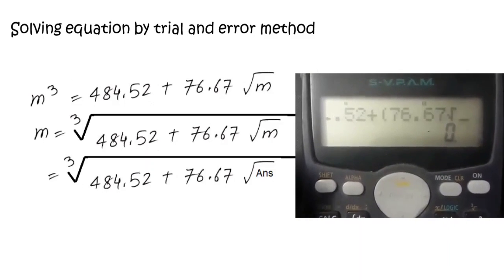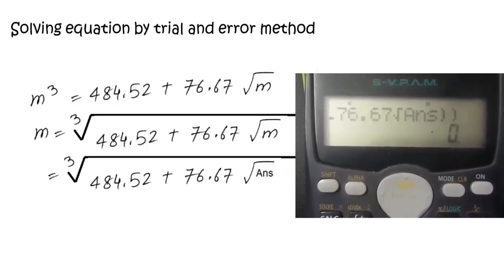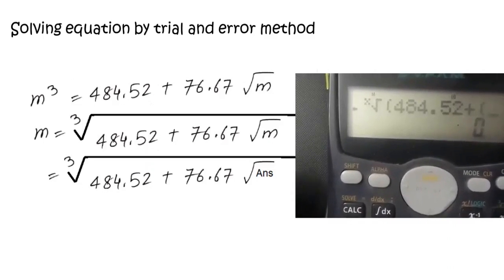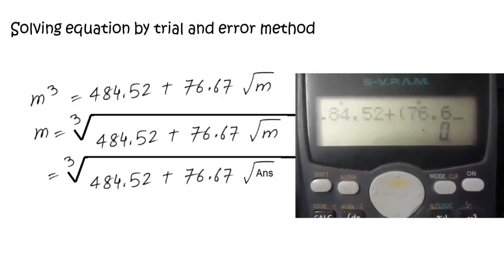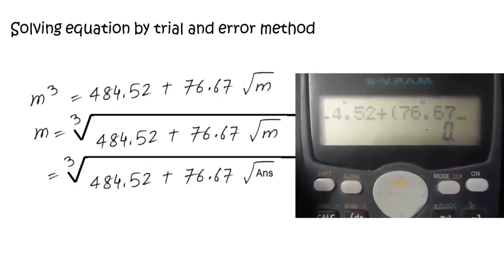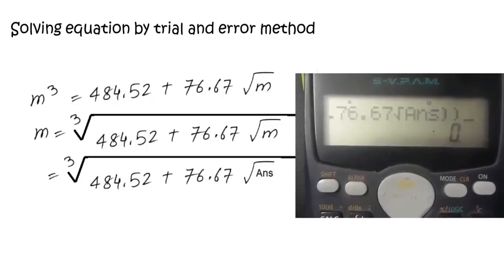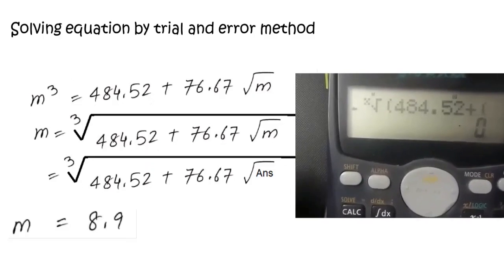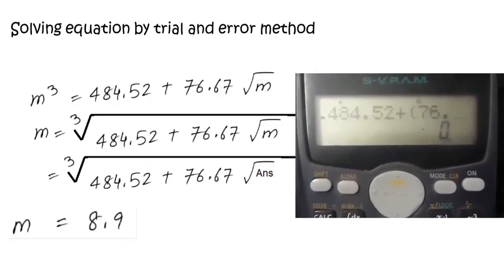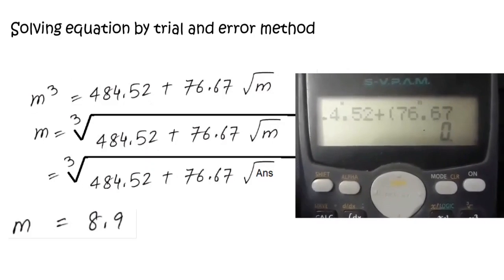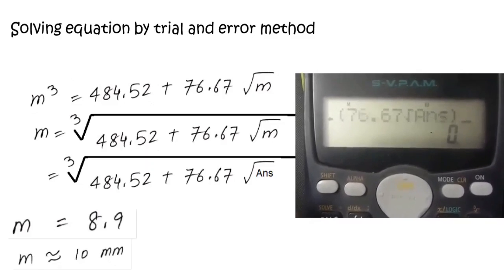You have to do what? You have to write down cube root of 484.52 plus 76.67, and in the calculator you have to press under root of answer. You have to close the brackets and press equal to. You will get answer as 8.9. Right, so your module you cannot select in decimal points, so we will select the next higher value. Module is 10 mm.